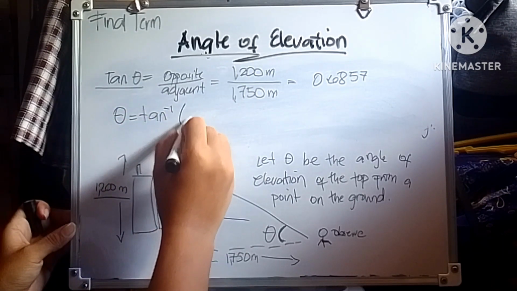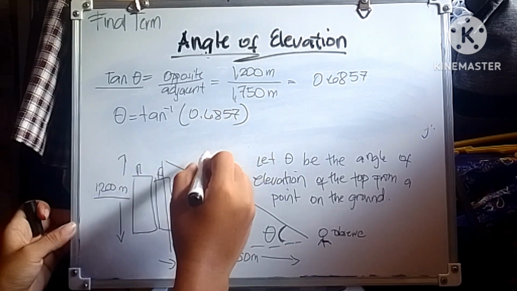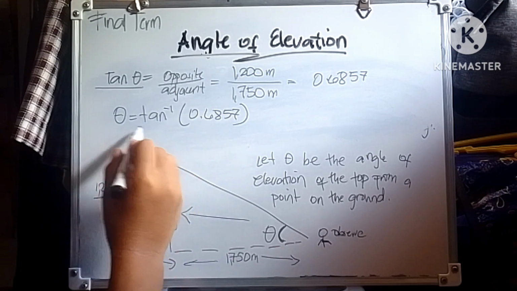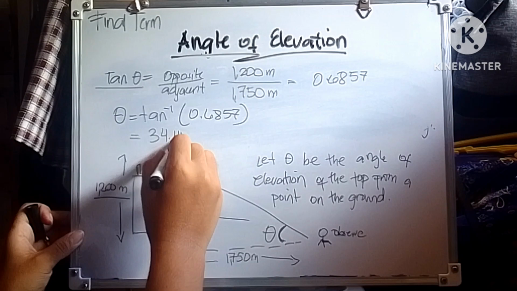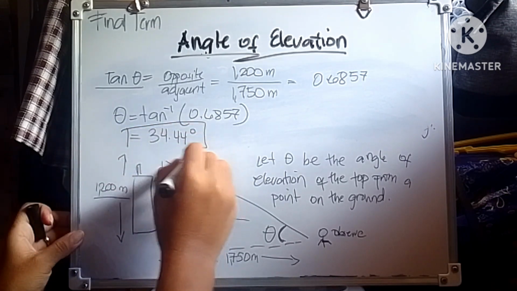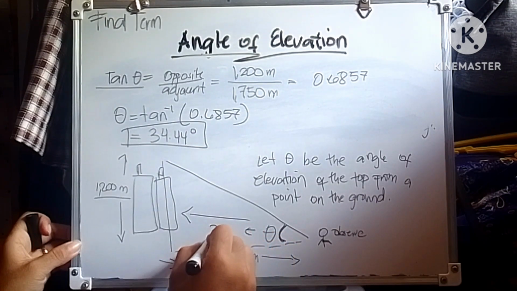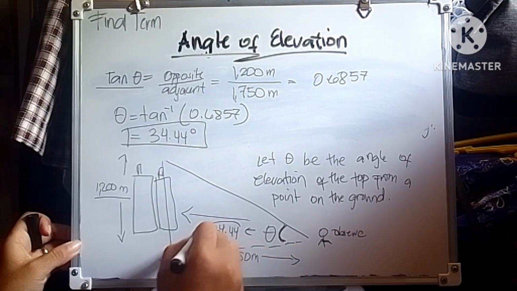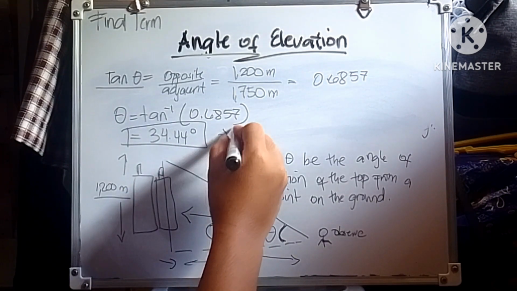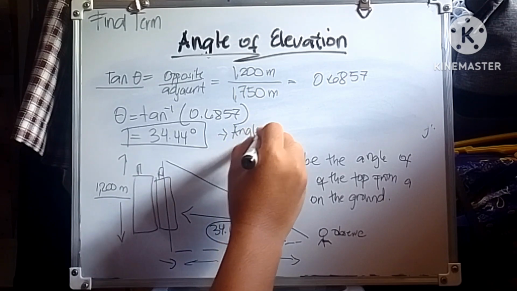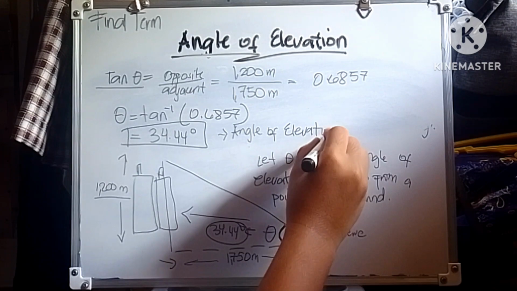0.6857. Then we can now use the inverse of tangent, which is theta equals the arctan of 0.6857. The arctan of 0.6857 is 34.44 degrees. So the angle of elevation in this problem is 34.44 degrees.